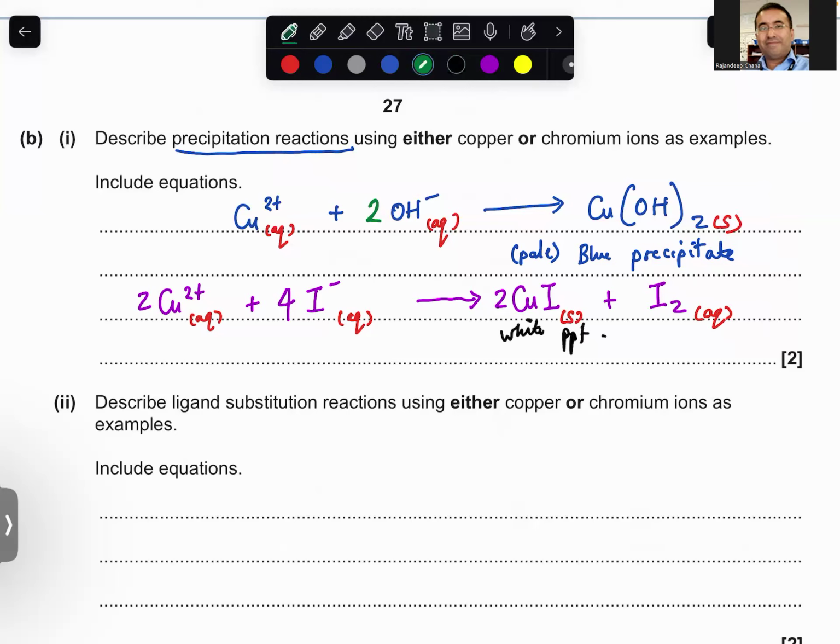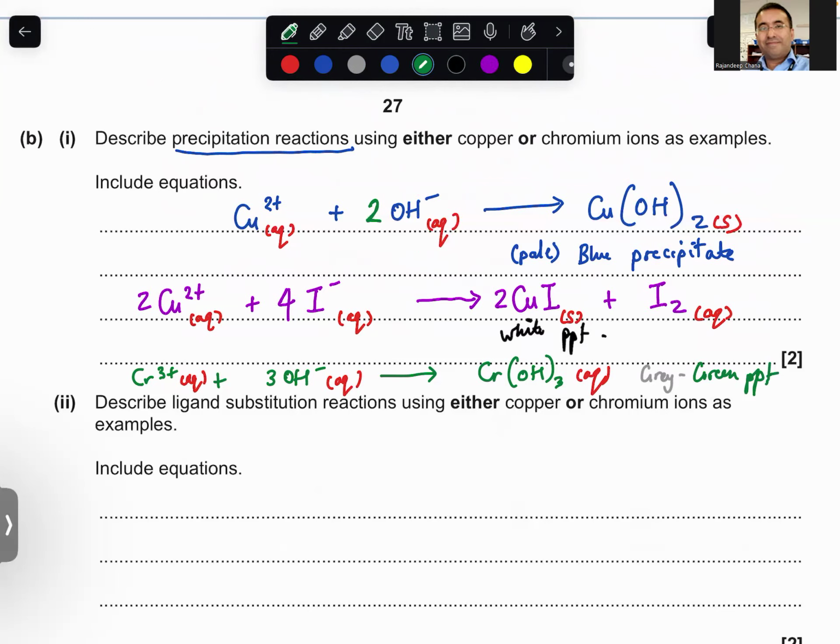There is an example of chromium. Now, chromium is a 3+ ion. It reacts with hydroxide ions. It gives you Cr(OH)3. Remember, it's a 3 because we need to balance with the +3 charge. And again, this isn't asked, but in future, most questions tend to require these state symbols. And the color of the precipitate is actually gray-green precipitate.